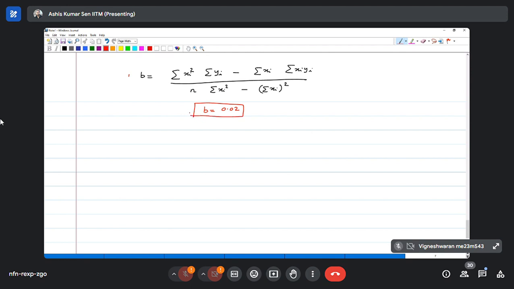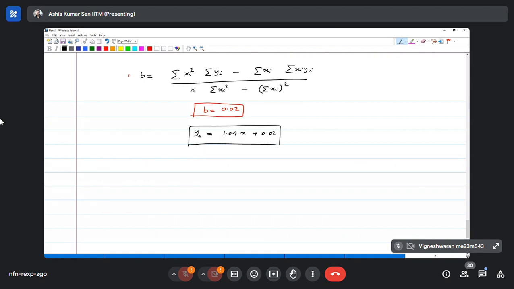Okay. So essentially, you now have the fit. So the fit is yc is equal to 1.04x plus 0.02. This is the curve. Okay, linear regression curve.